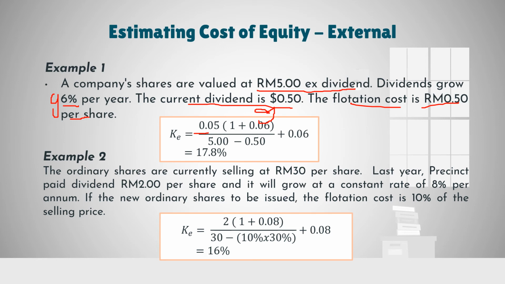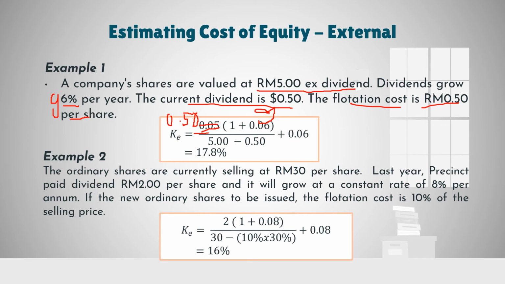Okay, so you have to calculate first. So you will get the answer of, okay, so this one is silap. So you have to put as 0.5. It is a typing error, so you put F as 50 cents. You times with the sebab DO kan. So bila DO, so you have to put here as 0.5 times with 1 plus 0.06 divide by 5 ringgit minus 0.56 and plus with the 0.06, so you will get 17.8%.